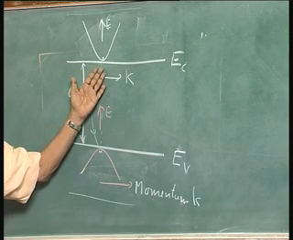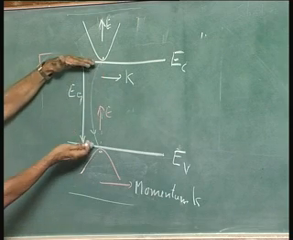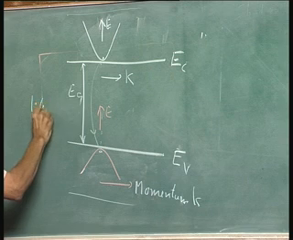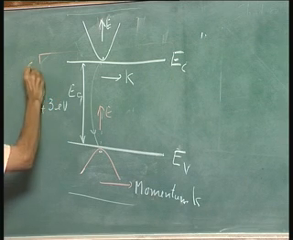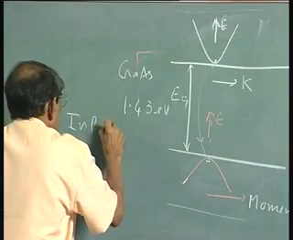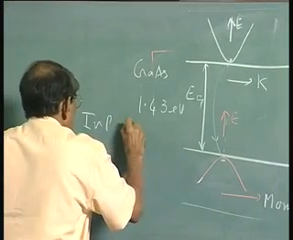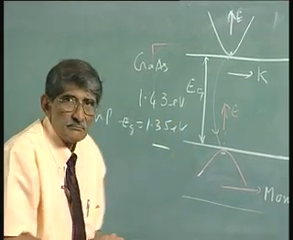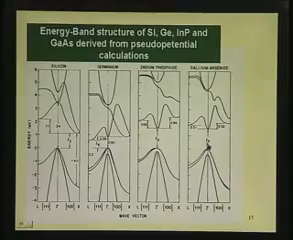Similar diagram for indium phosphide, only difference is this is smaller. For gallium arsenide, this Eg is 1.43 electron volts. For indium phosphide, Eg is 1.35 electron volts. Okay. So, that is the situation here.